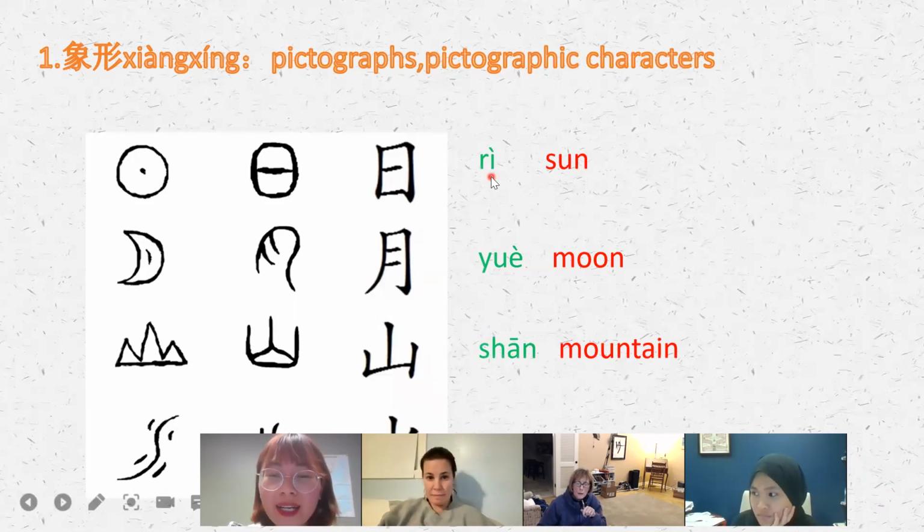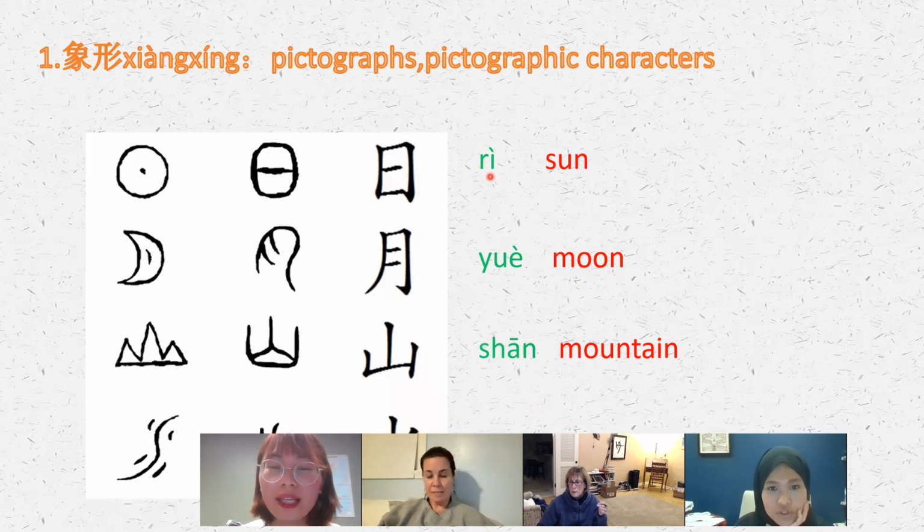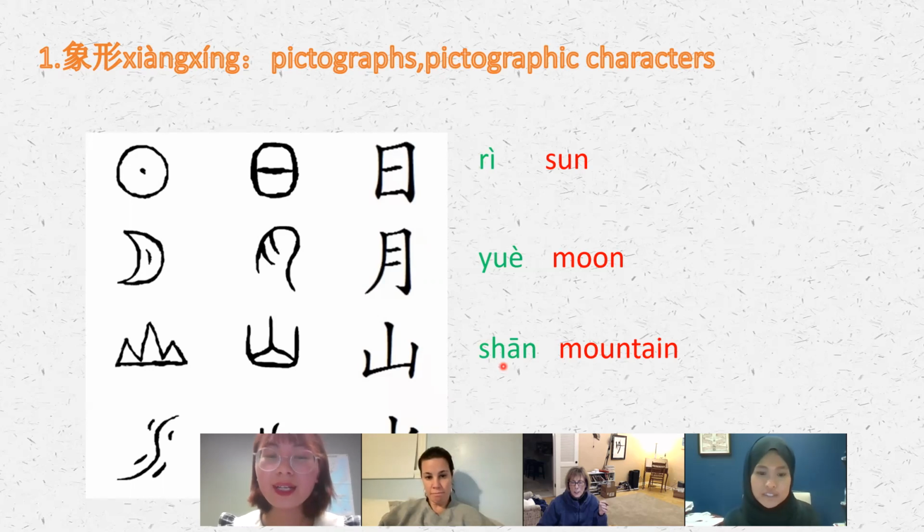So let's practice it one by one. 日, 日 is sun. 月, 月 is moon. 山 is mountain. 水 is water.